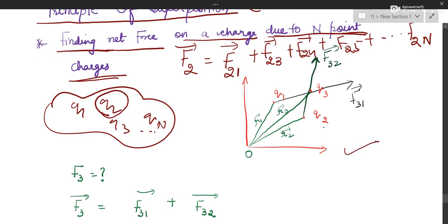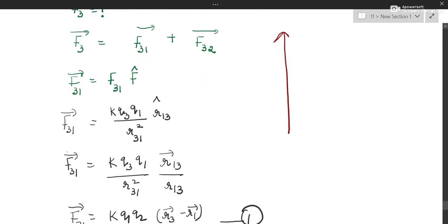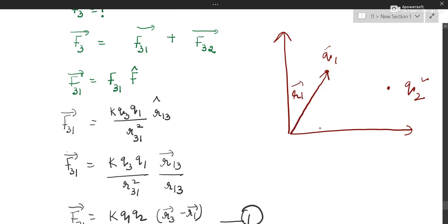So I have made this diagram. Let me redraw the diagram once again here. So you'll have to make a coordinate system. I am just taking a 3-point charge system; for n we can extend. So this is my first charge q1, this is my second charge q2, and you can see the position vectors. This is the position vector of the first charge and this is the second position vector.